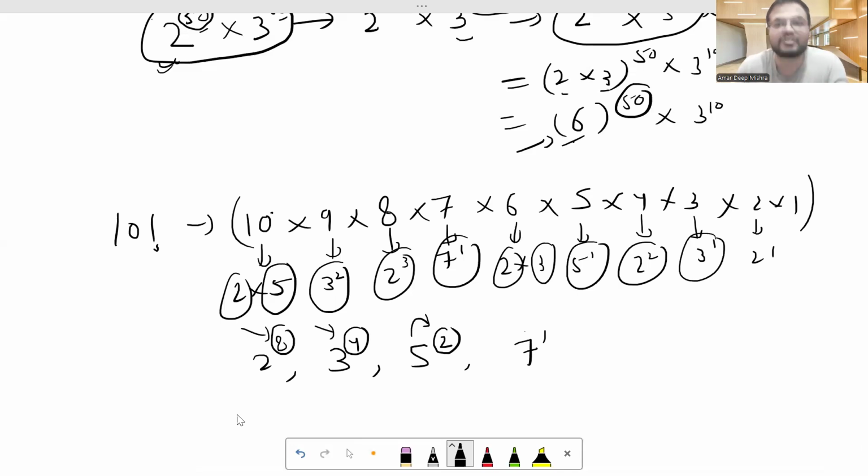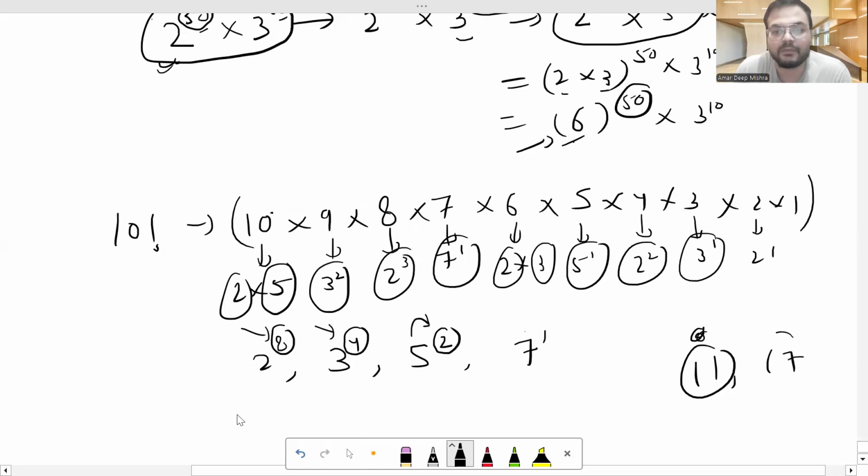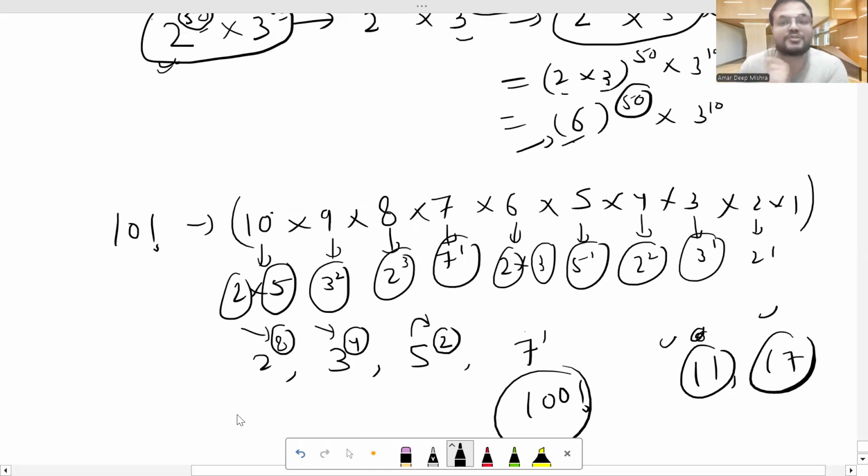Means if I ask you, for example, 11 and 17, these two are prime numbers. So in 100 factorial, which prime number will be more, 11 or 17? So your answer should be 11 because 11 is the smaller prime number than 17. So its power will be more than the power of 17 in 100 factorial. Okay, I hope this point is clear.